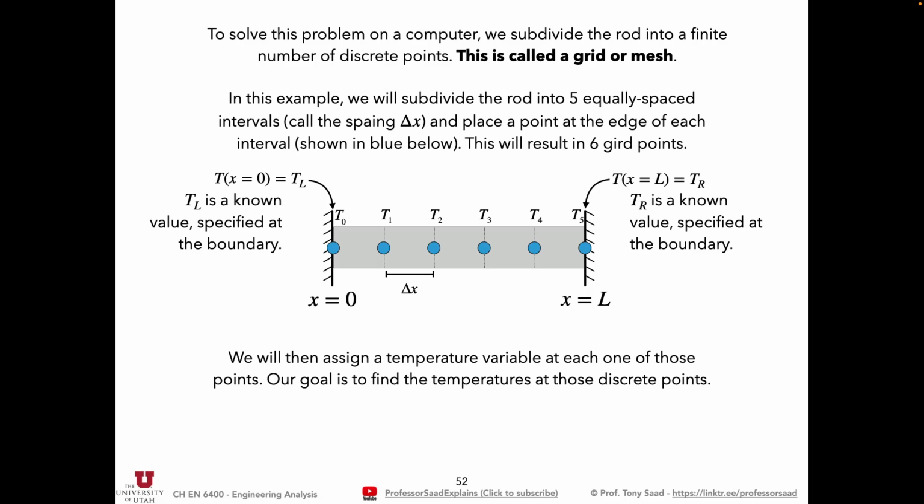This is why this is called grid, mesh, or discretization. From now on, I'm going to call this grid or mesh. Use those interchangeably. When I tell you, okay, show me the grid points on the material, you know what I'm referring to. I'm referring to these points. You've got to draw them.